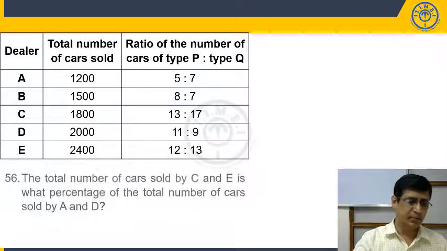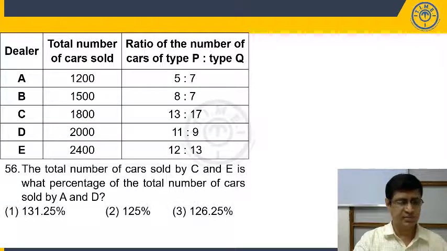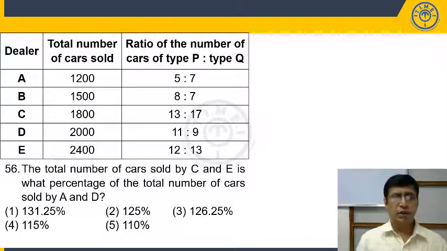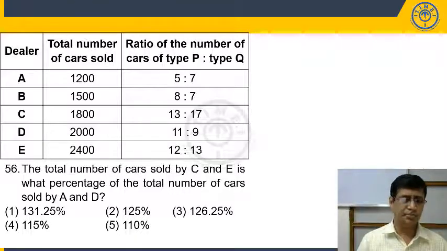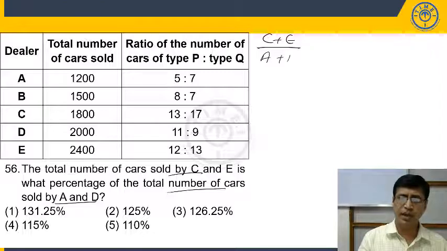Now, next example on your screen, question number 56. The total number of cars sold by C and E is what percentage of the total number of cars sold by A and D? Yes, my dear students. So C and E cars sold is what percentage of the total number of cars sold by A and D? With respect to A and D, we need to find the percentage.